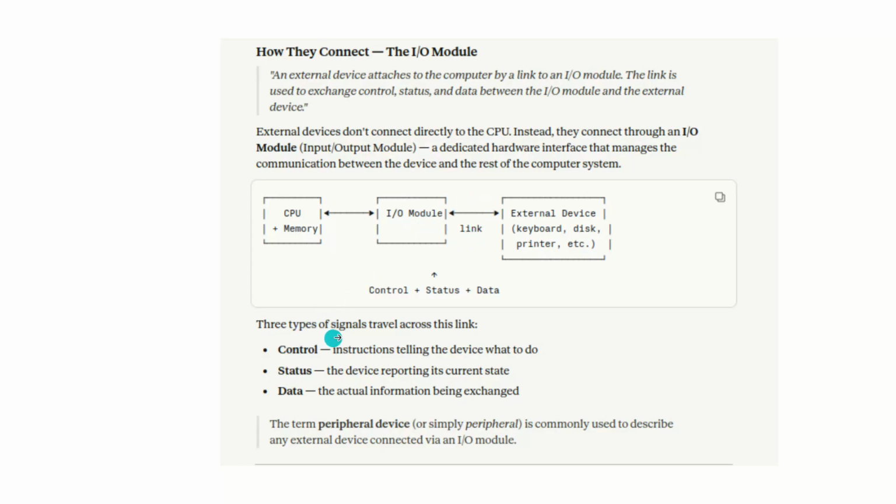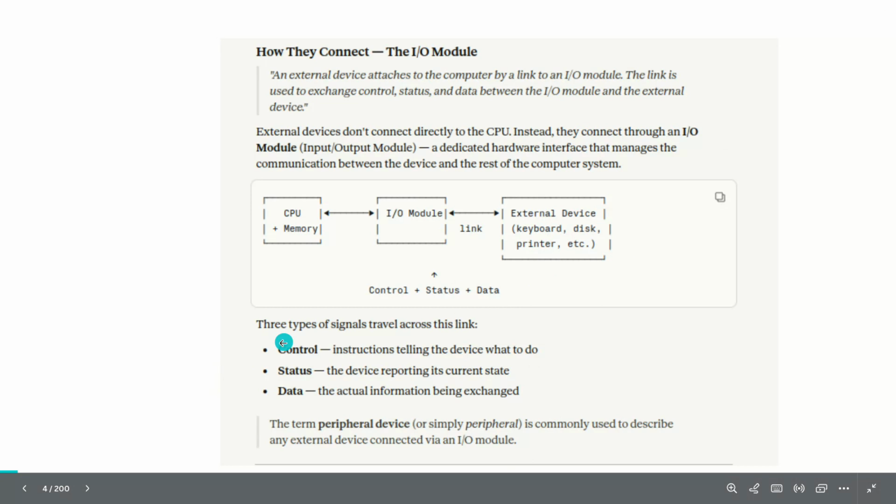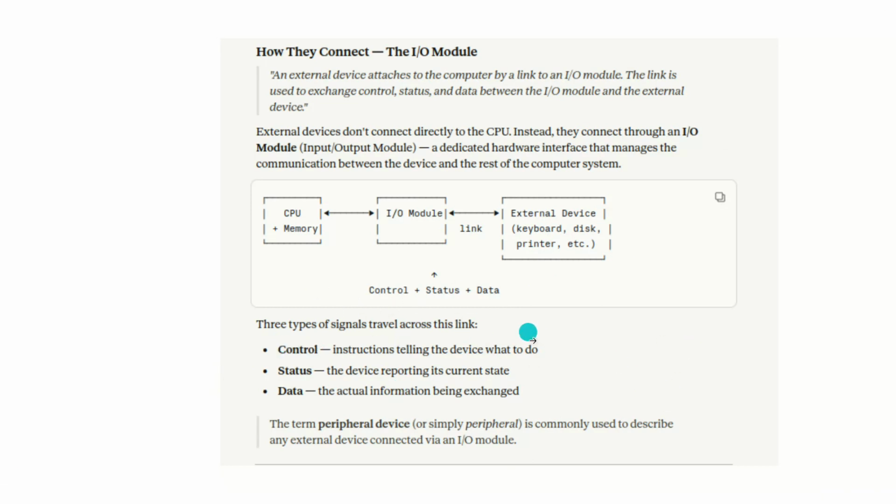Control means what? There are three types of signals traveling across this link. The first is the control signals. Control signals are the instructions telling the device what to do. So control signals are what? The instruction telling the device what you have to do. Status is the device reporting its current status. And data is the actual information which is being exchanged.